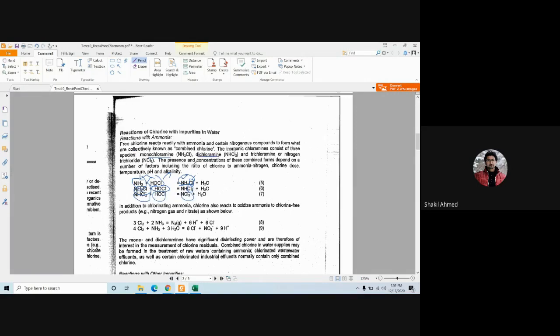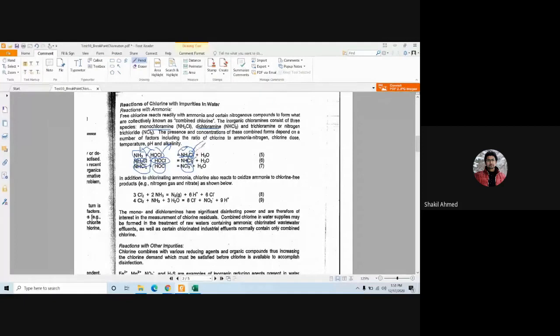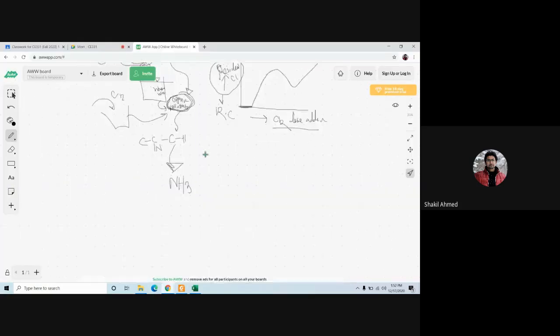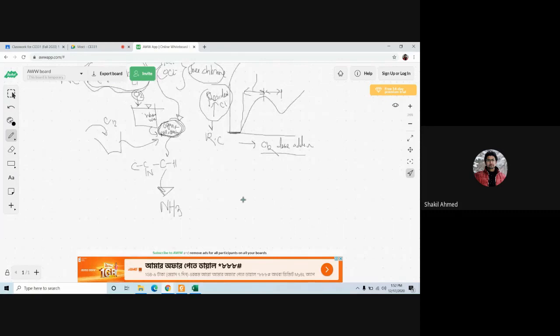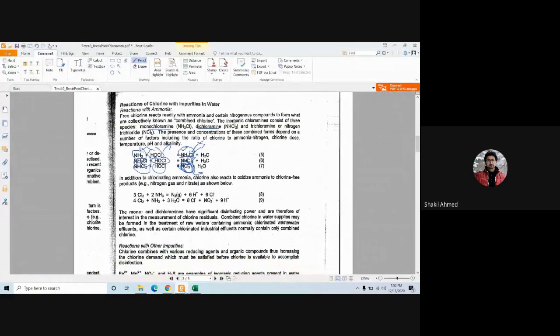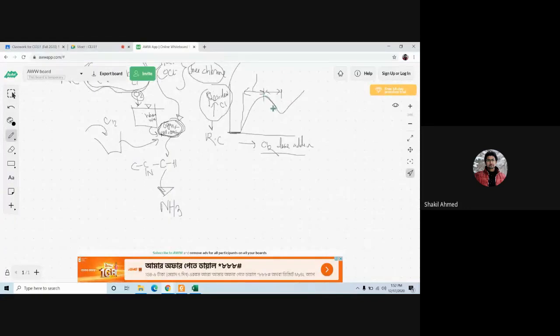Now think carefully. Only these two, mono and dichloramine, have the capacity to kill pathogens. But trichloramine does not have the capacity to kill the pathogens. That means this is wastage of chlorine. In terms of disinfection, this is wastage. At this stage you get the mono and dichloramines, but at this stage you get trichloramine, which is wastage because it doesn't have the disinfection capacity. So the residual is decreasing.